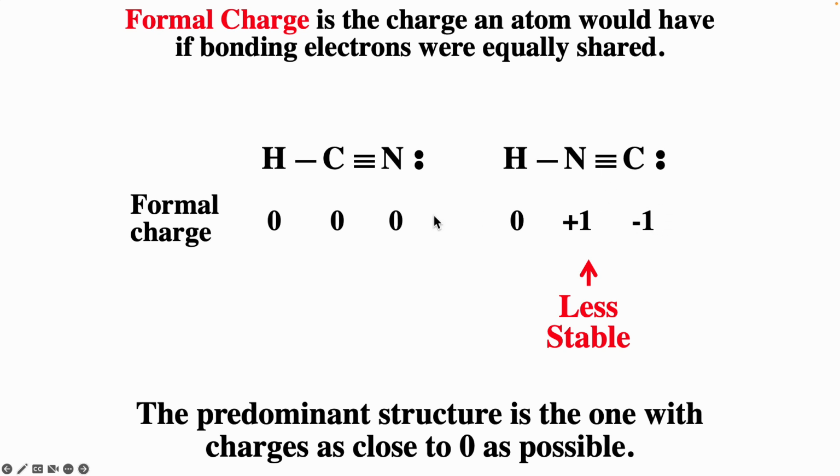And so we want 0 formal charges. That means this one's going to be more stable. And so we would predict that in this molecule, carbon should be in the center. The predominant structure is the one with charges as close to 0 as possible. And again, for a structural isomer, you have the same set of atoms, but a different arrangement.